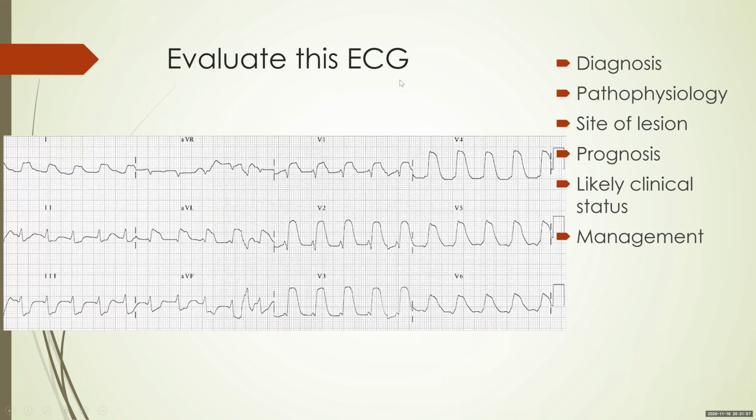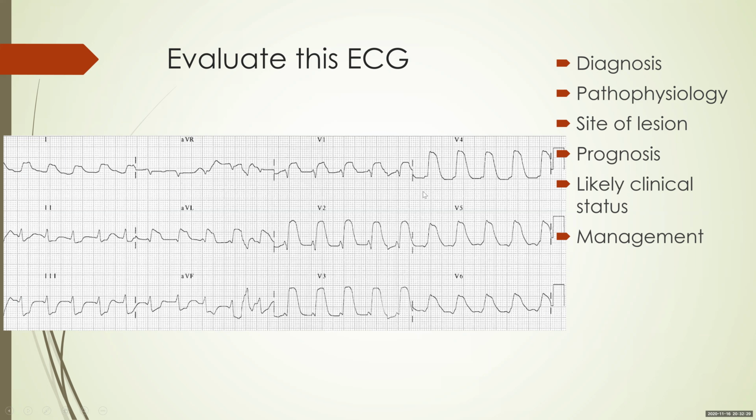Let's evaluate this ECG in the following headings: diagnosis, pathophysiology, site of lesion, prognosis, likely clinical status, and management. So let's look at the diagnosis. It's relatively simple. It's a case of CAD, ACS, STEMI, anterior wall MI. That means the coronary artery disease has gone in for an acute coronary syndrome. The type of acute coronary syndrome is an ST elevation MI. What is the MI? It's an anterior wall MI. So CAD, ACS, STEMI, anterior wall MI.